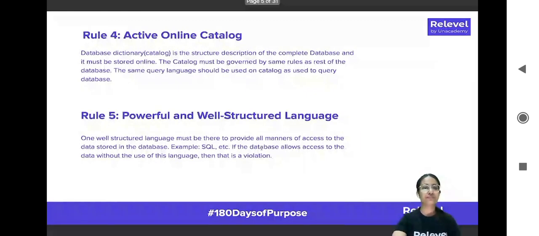Now let's go to rule number 4. Rule number 4 says active online catalog. So the database dictionary is nothing but a catalog, right? It is the structured description of the complete database and it must be stored online. The catalog must be governed by the same rules as the rest of the database, and the same query language should be used on the catalog as is used to query the database.